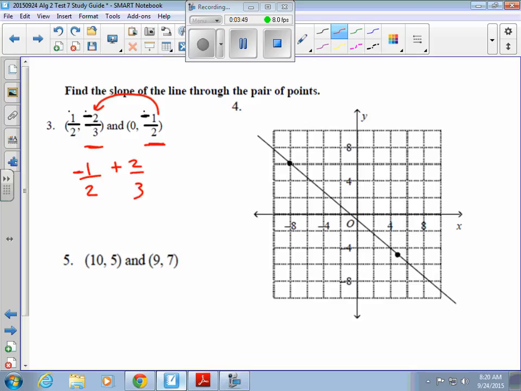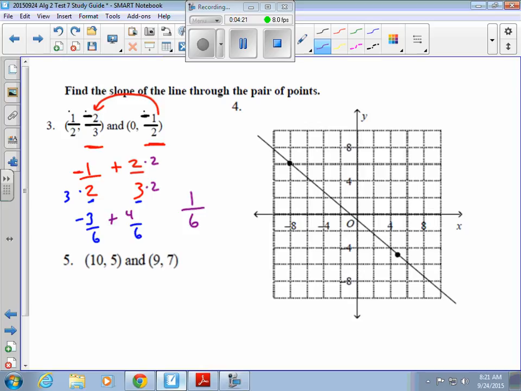In order to get the denominators the same, we have to convert them to their least common multiple, the smallest number they both go into, which is 6. This has to multiply by 3, so does the top number, negative 3. This has to multiply by 2, so does the top number, positive 4. So now your bottom number is the same, 6. You add negative 3 and positive 4 to get 1 over 6. So the slope is 1 over 6.